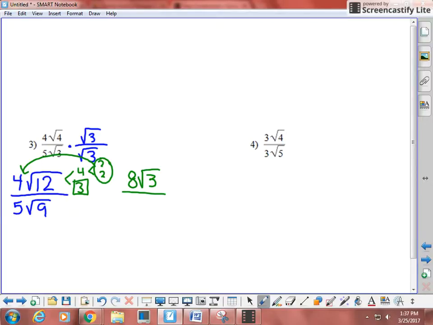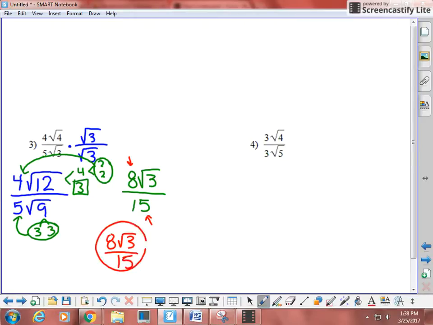Then on the bottom, 9 breaks down to 3 and 3, or you just know that the square root of 9 is 3, and there's nothing left inside, because that's what we want. We want the square root to be gone. So that's going to give me over 15. Now I look at my outside numbers. Is there anything that divides both 8 and 15? Well, there's not, so my final answer is that.